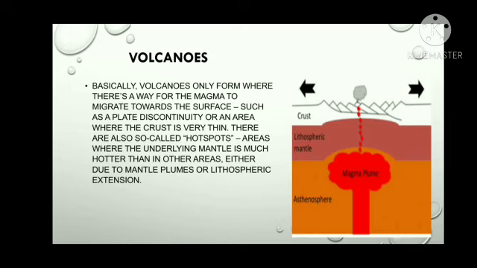Basically, volcanoes only form where there is a way for magma to migrate towards the surface, such as a plate discontinuity or an area where the crust is very thin. There are also what are called hotspots, areas where the underlying mantle is much hotter than in other areas, either due to mantle plumes or lithospheric extension.